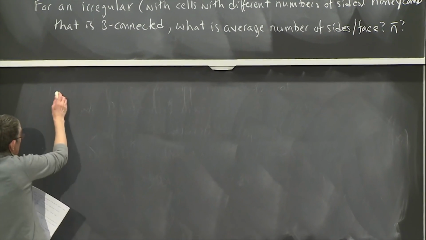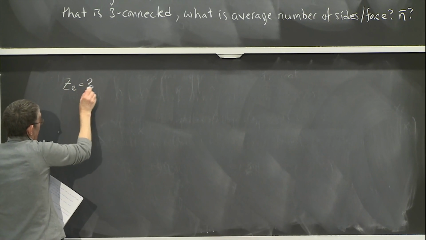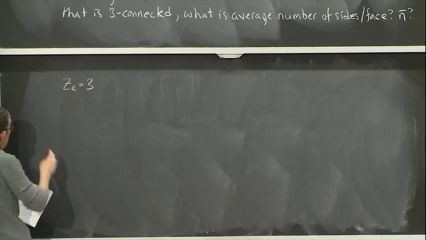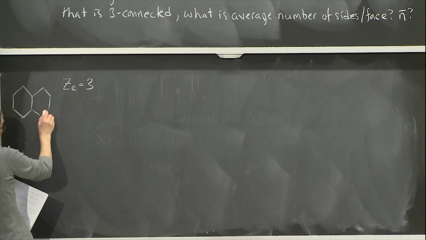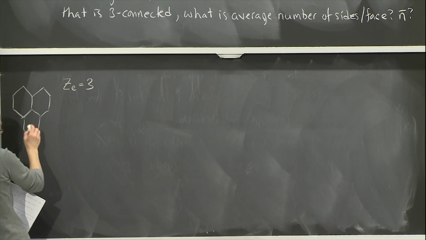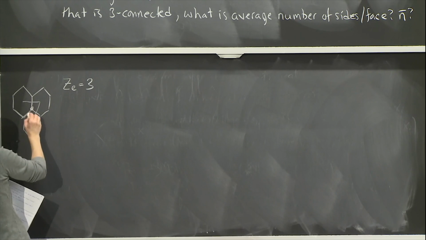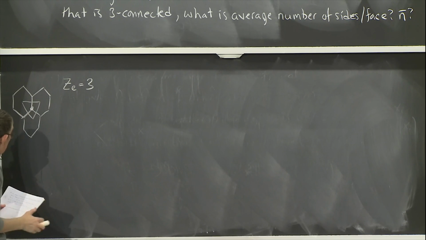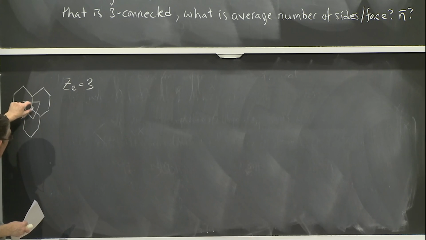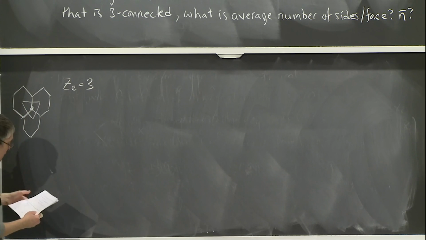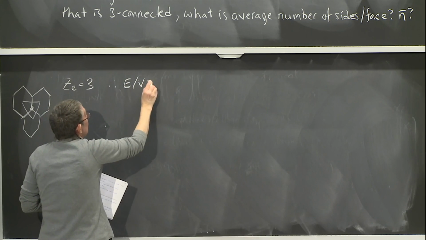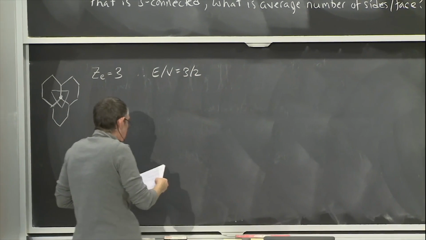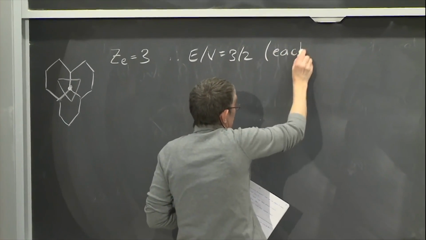So we're told that it's 3 connected. So that's saying that the edge connectivity is 3. So there's 3 edges that come into each vertex. Imagine that you had just a regular hexagonal honeycomb like this. Here's our vertex, and there's our 3 edges that come into it. And each vertex is going to have half of each edge, right? Because each edge is shared between 2 vertices. So if Z_E is equal to 3, then the number of edges per vertex is 3 over 2, because each edge is shared between 2 vertices.